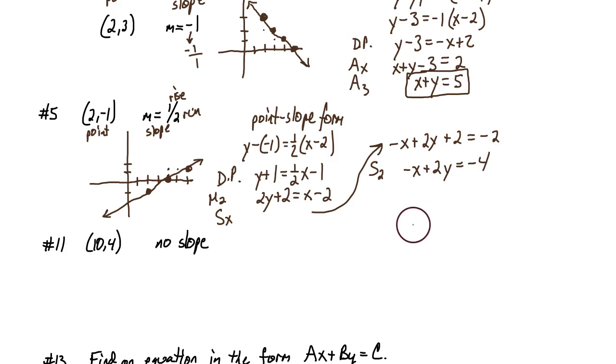We almost have the form we're trying to create, the ax plus by equals c form. But in that format, we're told that the value of a needs to be a positive number. Let's multiply all terms by -1 to take care of that. This changes to positive x. This changes to -2y, and this changes to positive 4. So this is the equation in the form ax plus by equals c.